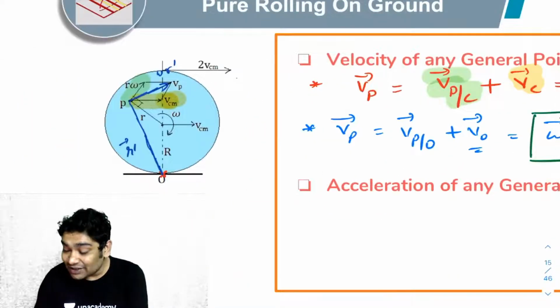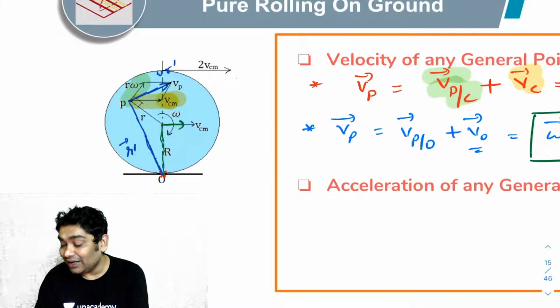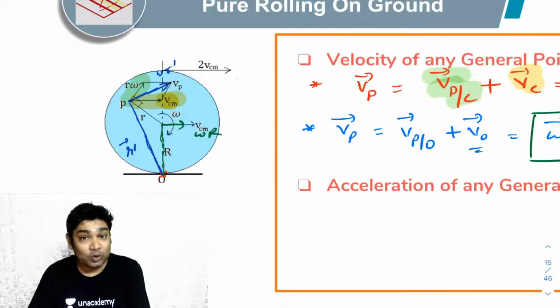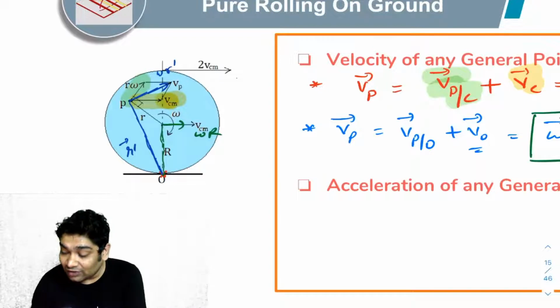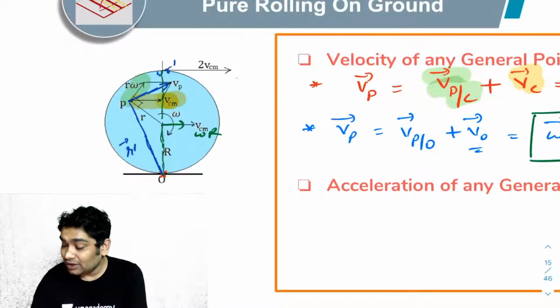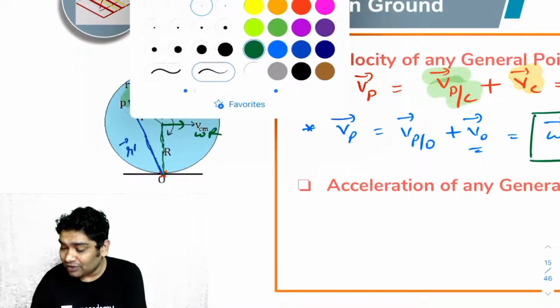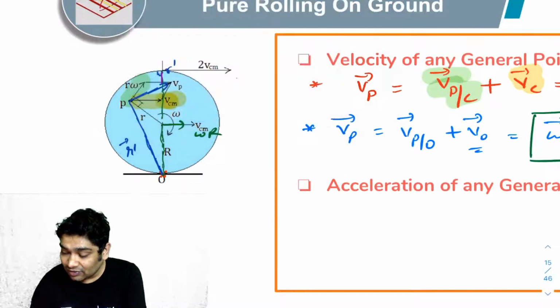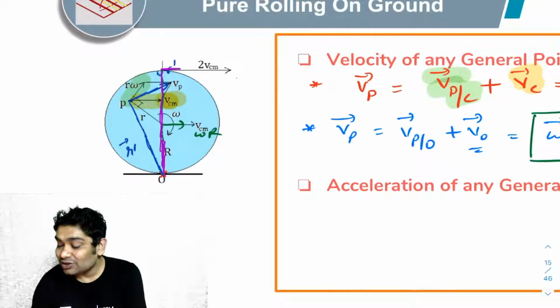What is the speed of the CM? It is omega times R, correct, which is equal to VCM. How about the velocity of the topmost point? The velocity of the topmost point, you will realize, if you join this, is 2R. So this will be 2 times omega R, which is essentially 2 times VCM.